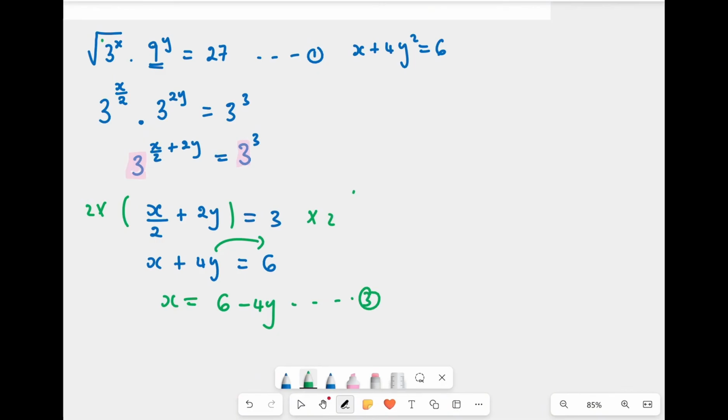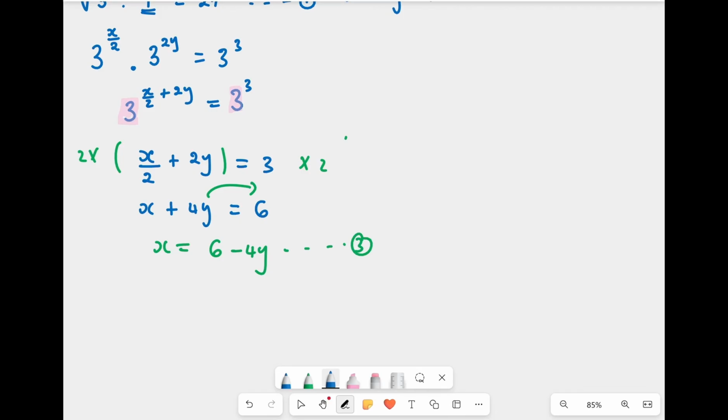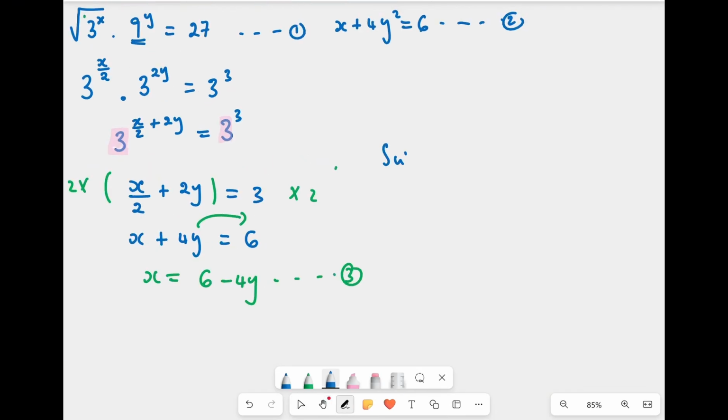So we do have our equation number 1, we have our equation number 2. At least now we have x as the subject of the formula. Now we can substitute equation 3 into 2. Where we see x, we are going to replace x with 6 minus 4y. Now we are going to have 6 minus 4y plus 4y squared is equal to 6.